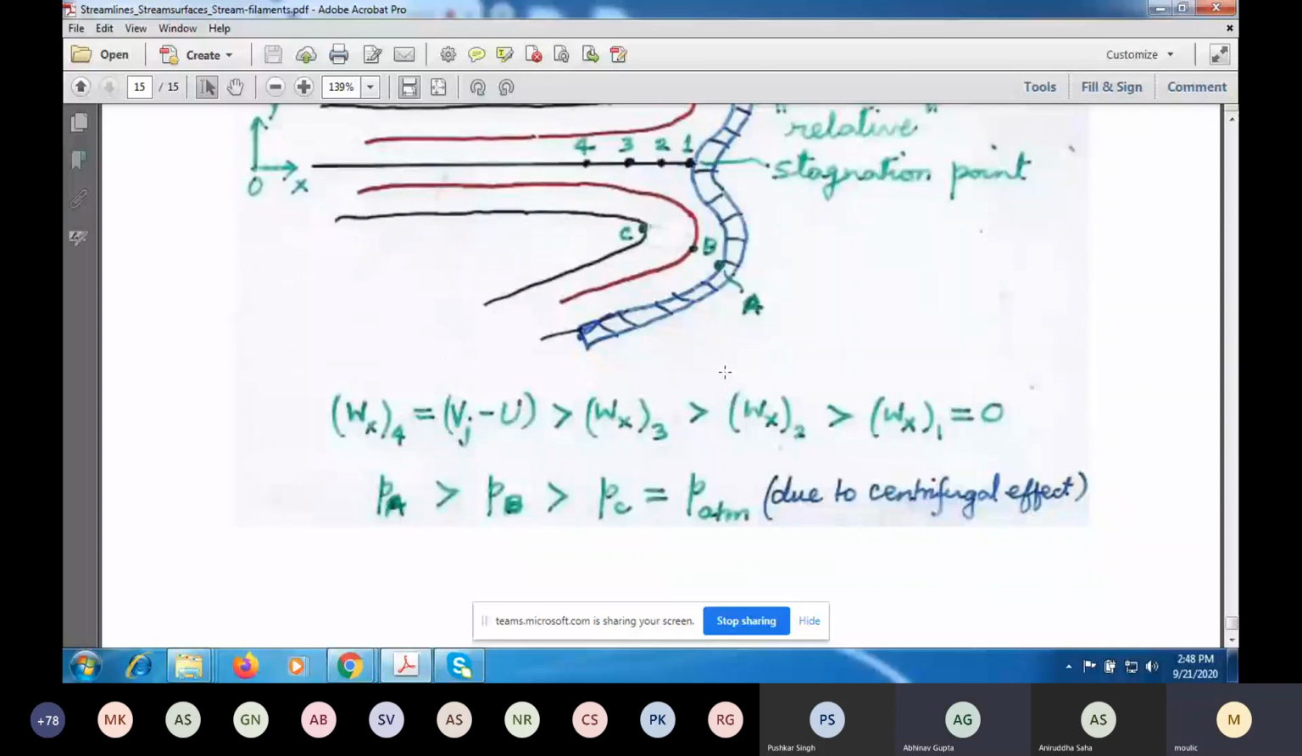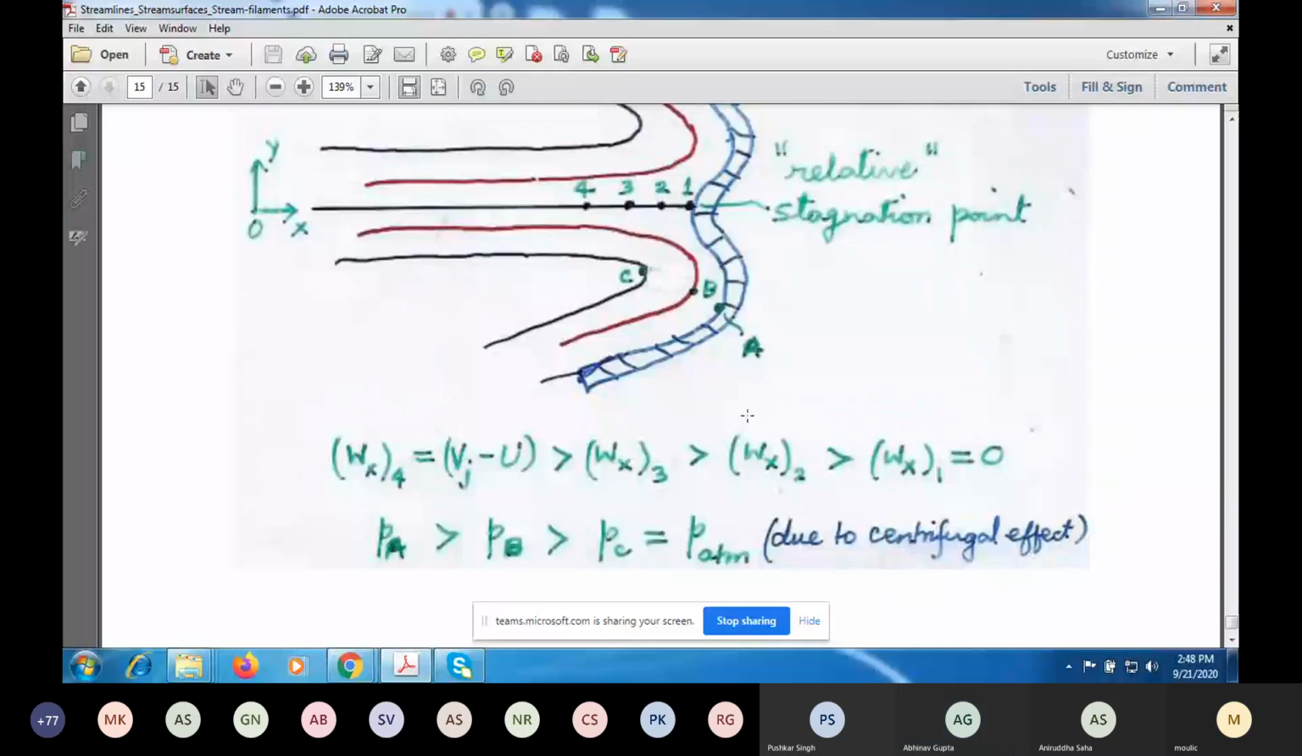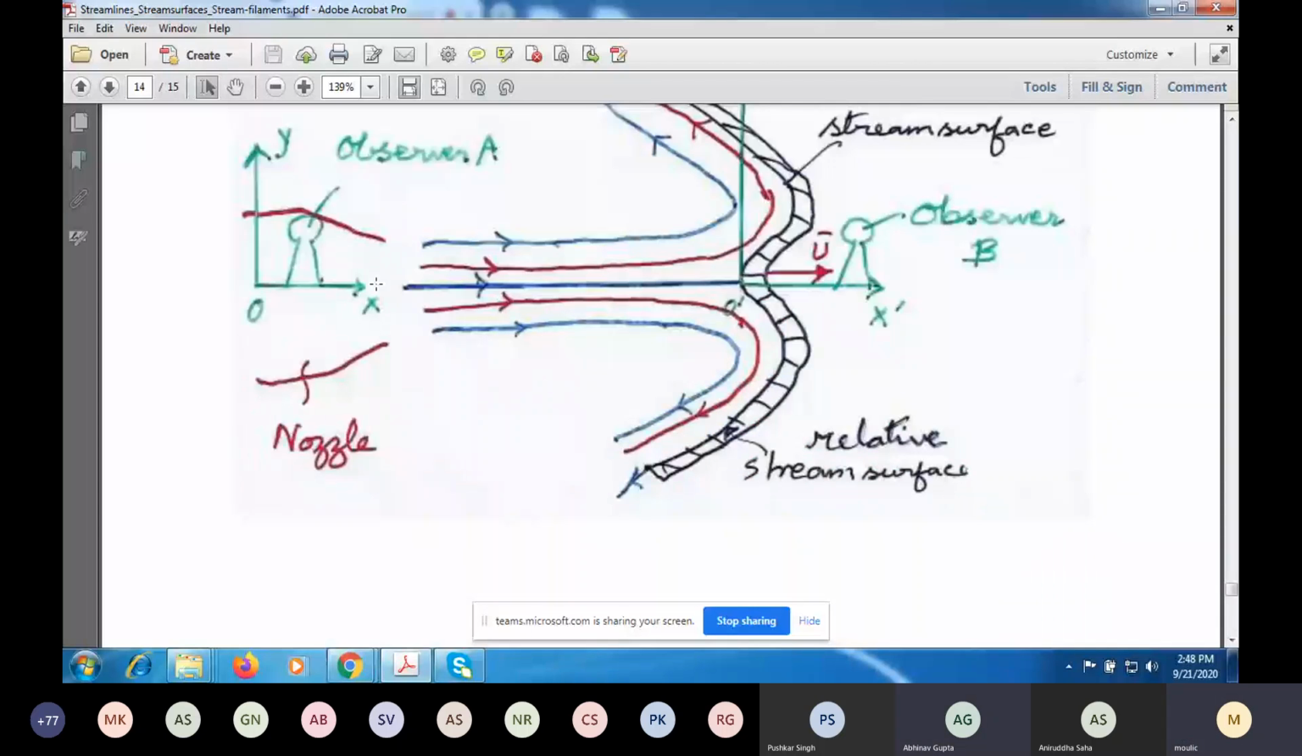So initially, this red streamline and black streamline, both of these, before the collision with this Pelton turbine, had the same velocity and same pressure, right? All of these streamlines. Let us see it this way. When the liquid is coming out of the nozzle, the velocity as seen by observer A is Vj. As seen by observer B, it is Vj minus U.